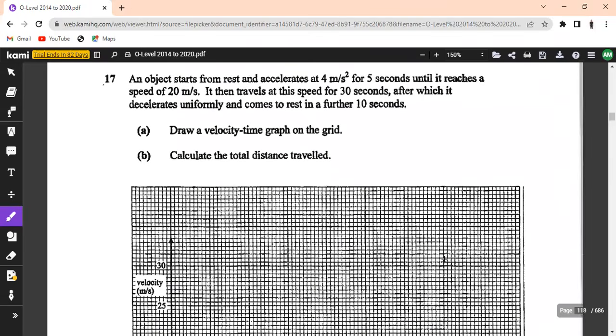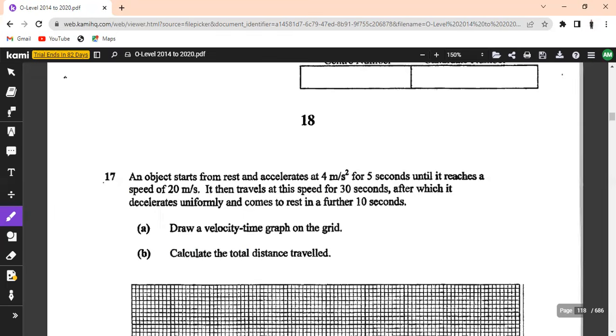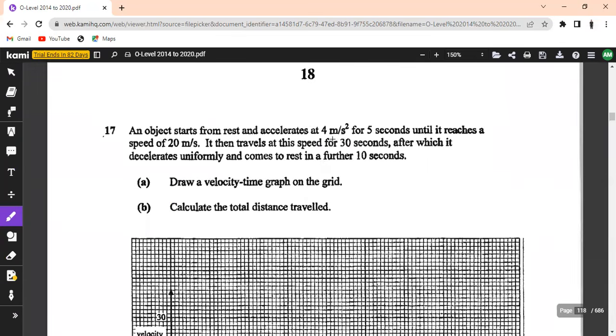All right, then this question is a velocity question. I don't have a ruler here. Okay, I'm just going to see what we are going to do so that you can actually understand what's happening. An object starts from rest, accelerates at 4 meters per square second for 5 seconds until it reaches a speed of 20. All right, so actually we are drawing. So for us to draw the first part, guys, we have to move stage by stage. Okay, so the object started at what? Started from rest, accelerates at 4 meters per second squared for 5 seconds until it reaches 20 meters per second.